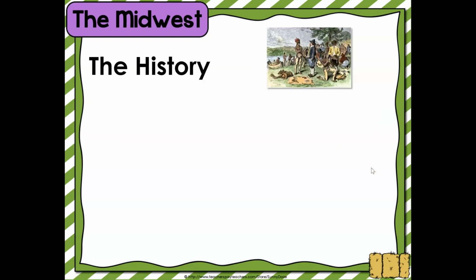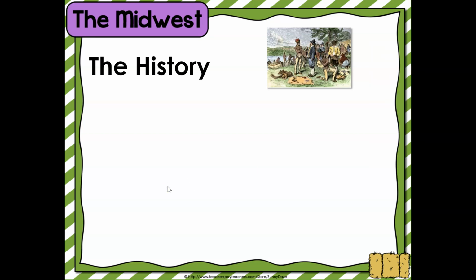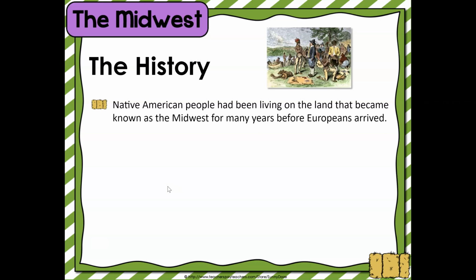Let's reflect on the history of the Midwest. Native American people had been living on the land that became known as the Midwest for many years before Europeans arrived. This is similar to the other regions we learned about, Northeast and Southeast.